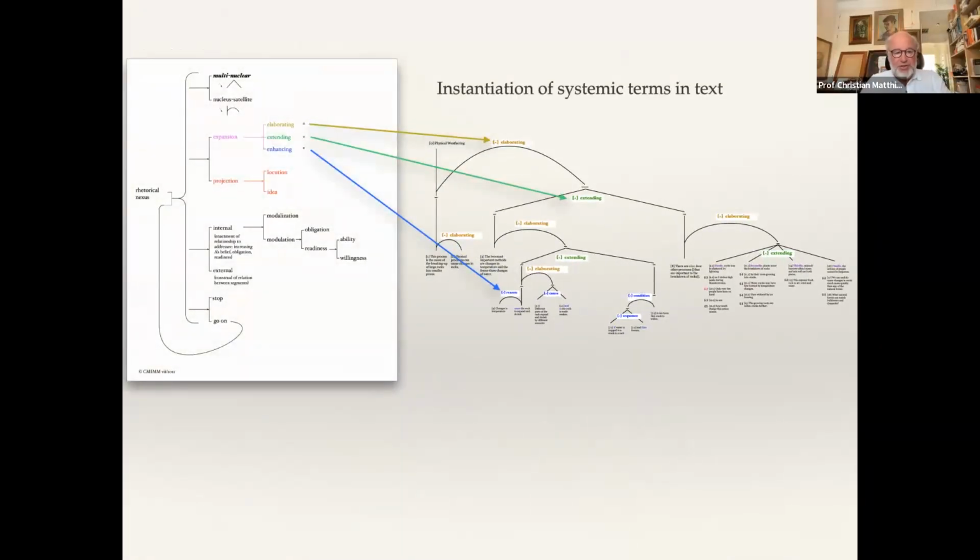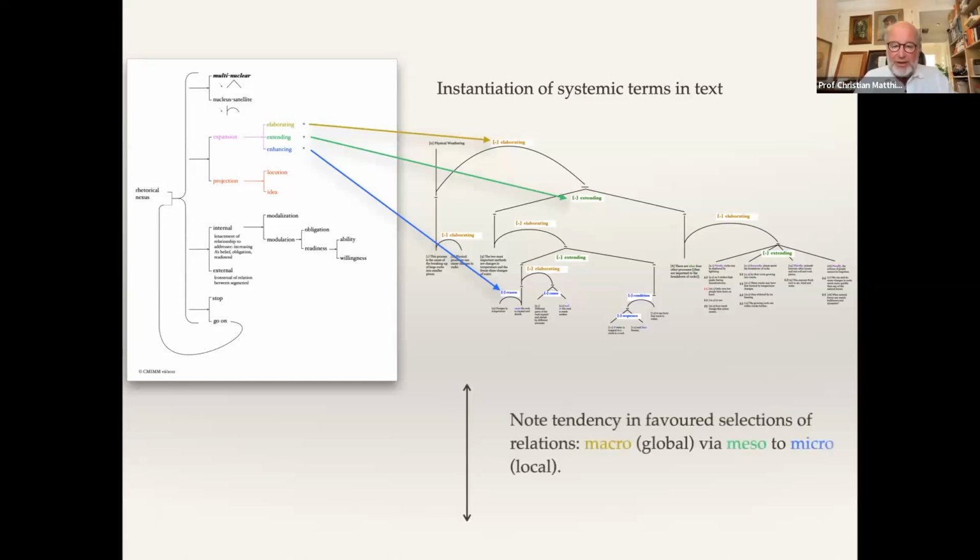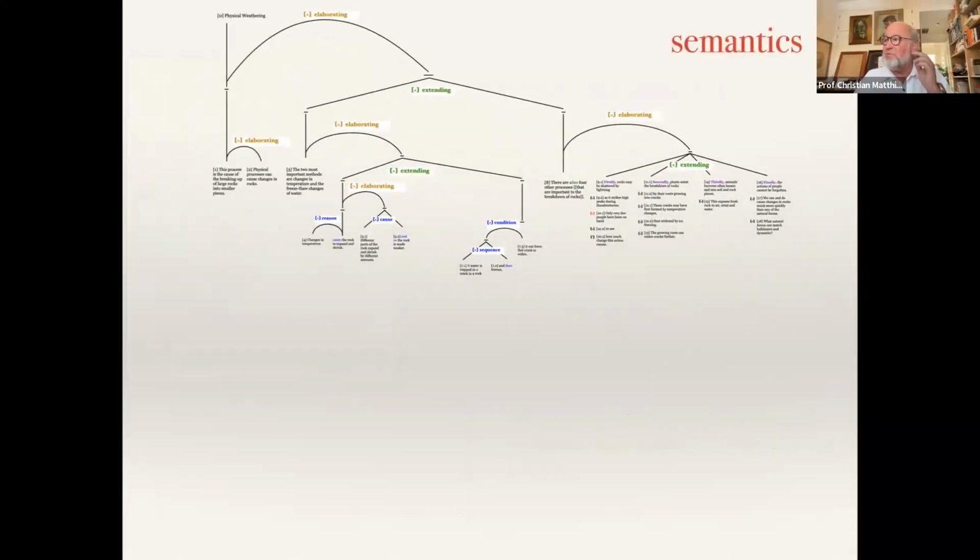So if you look at the choices from the logical semantic type, expansion, elaborating, extending, enhancing, one thing stands out quite strikingly, and that's the global organization of the text is based on elaboration. So it's the elaboration of the process of physical weathering, introducing the factors. Then in between, you have extending relations, and more locally, you have enhancing relations, causal, temporal relations, conditional relations.